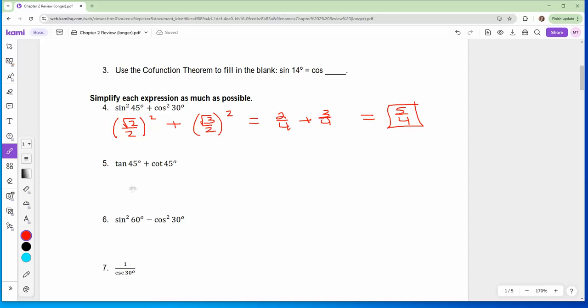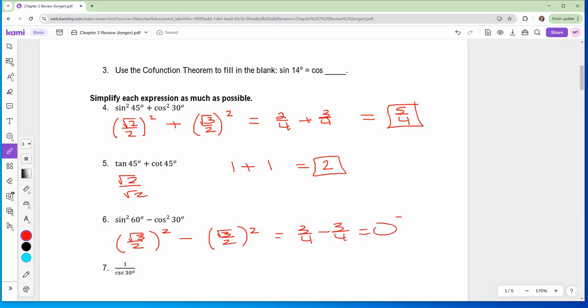For tangent and cotangent, tangent is square root of the top over square root of the bottom. So for 45, it's radical 2 over radical 2, which just turns into 1. Cotangent is that thing flipped, so still 1. And 1 plus 1 is 2. Sine of 60, so sine is the square root over 2. So if you fold in your 60, sine is the top, so radical 3 over 2 squared. Cosine of 30 is the square root of the bottom, squared. So you get 3/4 minus 3/4, or 0.